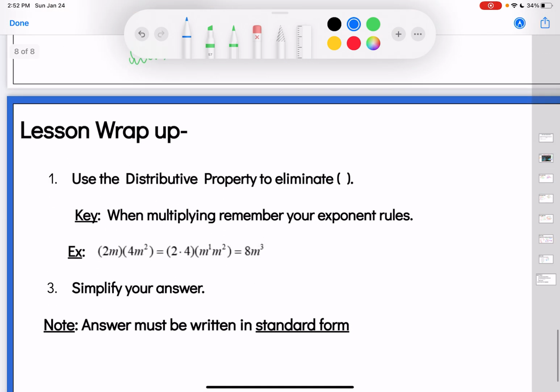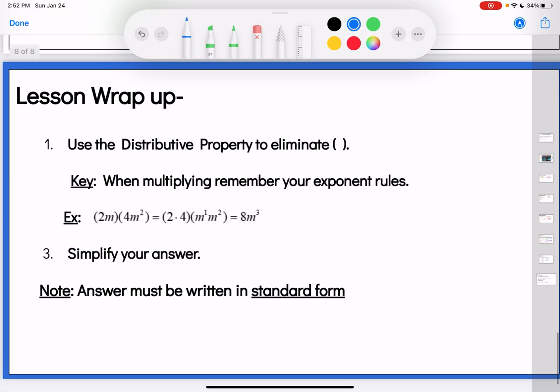Okay, hopefully that helps you. Remember, use that distributive property to get rid of your parentheses. Watch your exponent rules. If you have more than one distributing, make sure you simplify that answer to combine your like terms. And don't forget about standard form. And I showed you a couple different ways where that multiplying will show up in a real life situation.